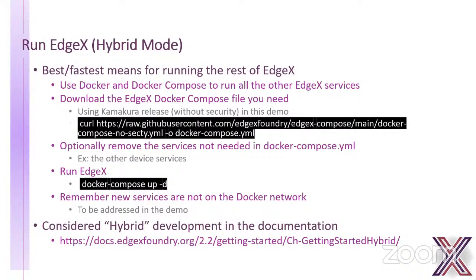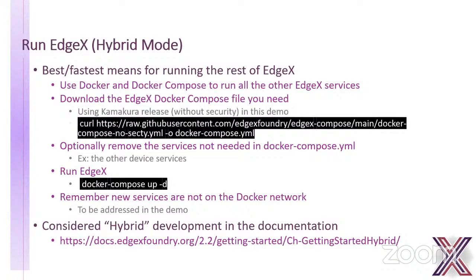Now remember, in this hybrid mode, since we're running the rest of EdgeX in Docker and Docker Compose, it runs on a Docker network. Whereas your service, the device service that we're going to create, is going to be running natively. It's not in that Docker network. So one of the things to remember as we're doing this kind of hybrid development is you have to get your native service communicating with those containers on the Docker network. That's going to require a little bit of a change inside of our configuration. Nothing that is going to be very difficult, but I'll show you how to do that. Just keep that step in mind.